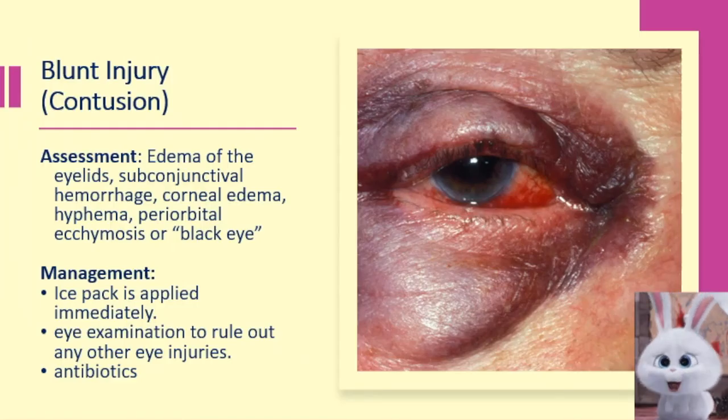Then, you have your blunt injury. So class, for your blunt injury, of course, blunt object. Okay, assessment, look at that. There will be edema, there will be subconjunctival hemorrhage, corneal edema, hyphema, and periorbital ecchymosis or black eye. Okay, for black eye, your management is ice pack. And then class, you need to have your eye examination to rule out eye injuries. And then antibiotics here are only given not because of infection, but because of the risk for infection. Hence, the purpose is only prophylactic.